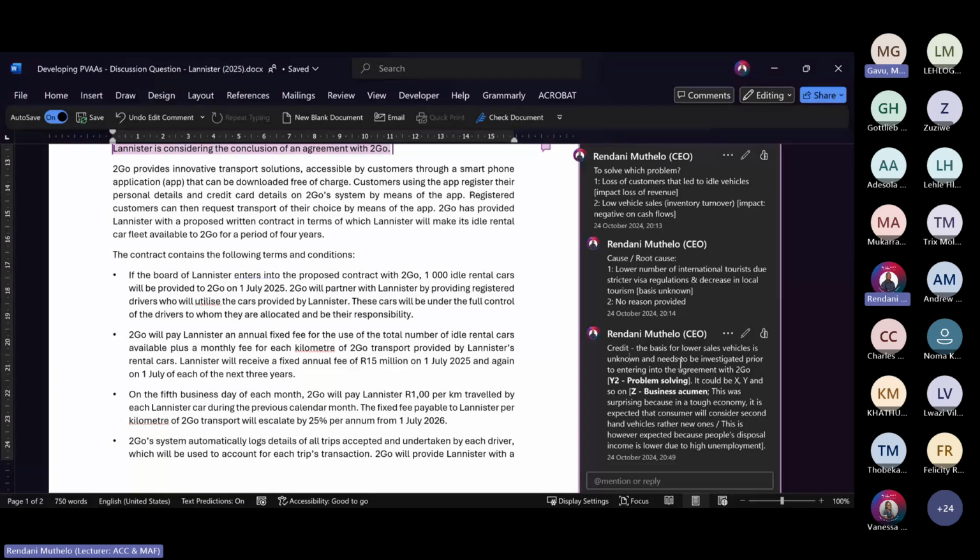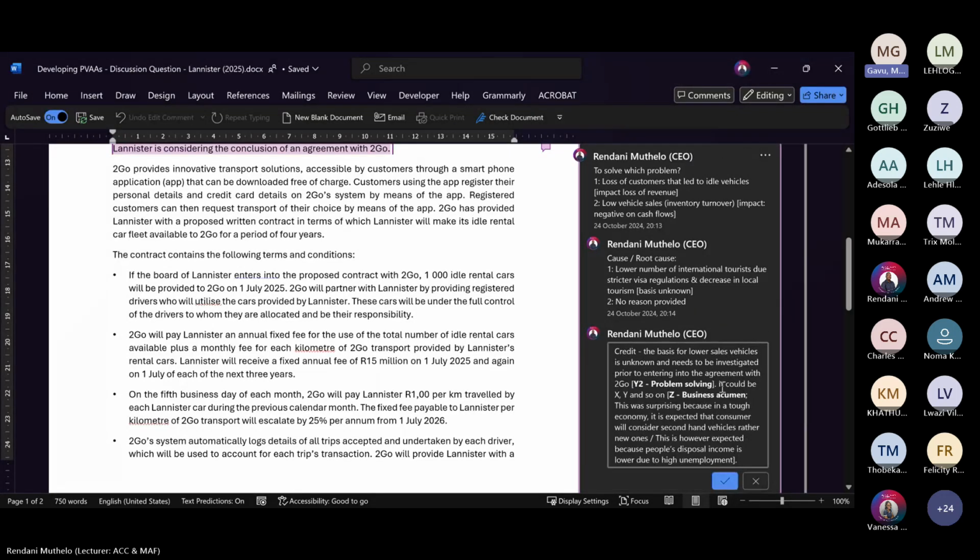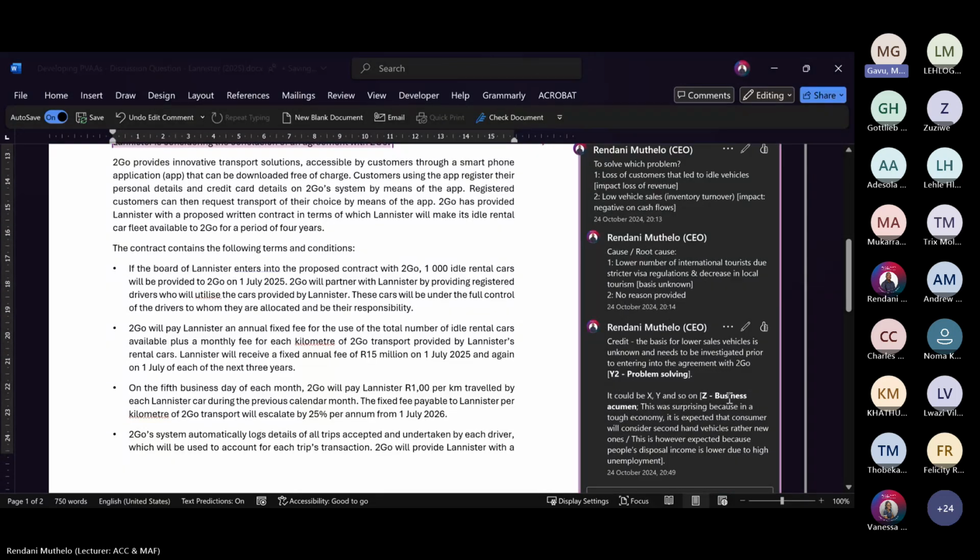Rendani, how do we then structure the answer? Because normally with factors to consider, you would just list. With the January 2025 exam, what is the expectation? Do we give headings, like you say problem solving and then you do your stuff, business acumen, and then you write? How will the structure look like?